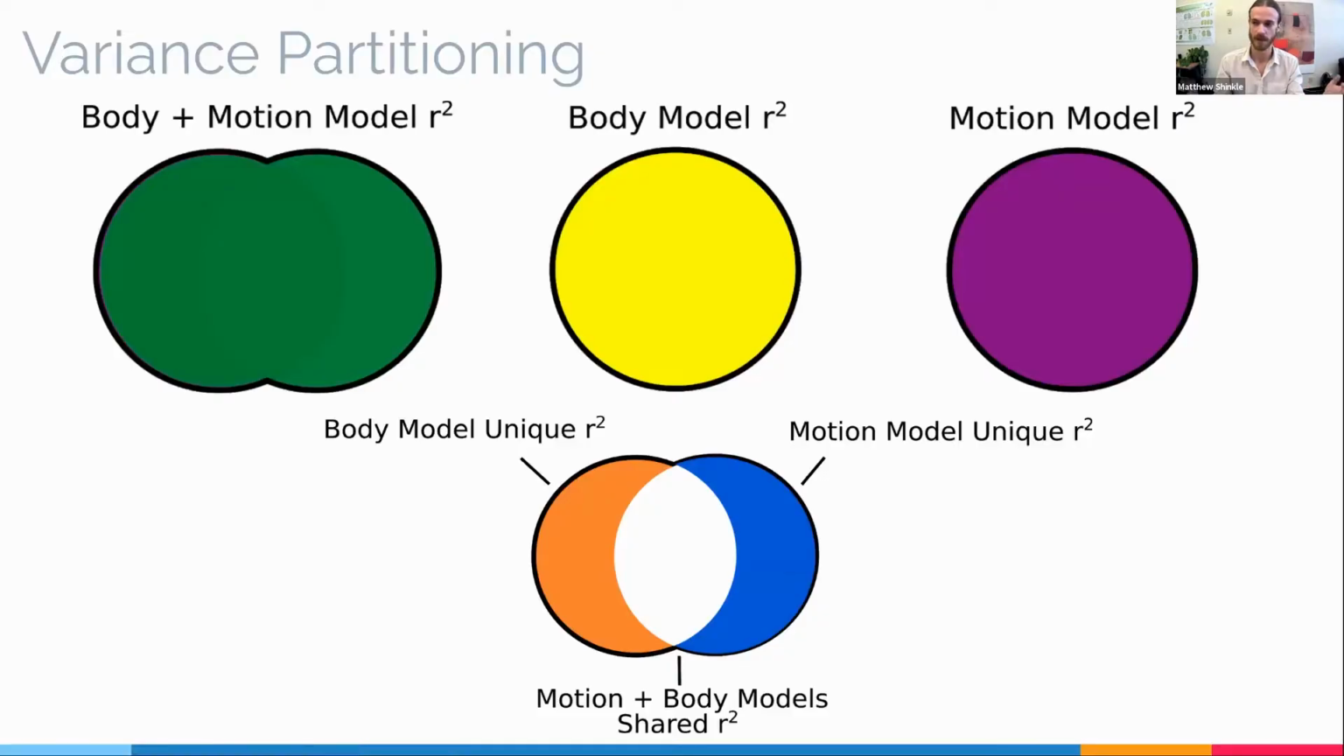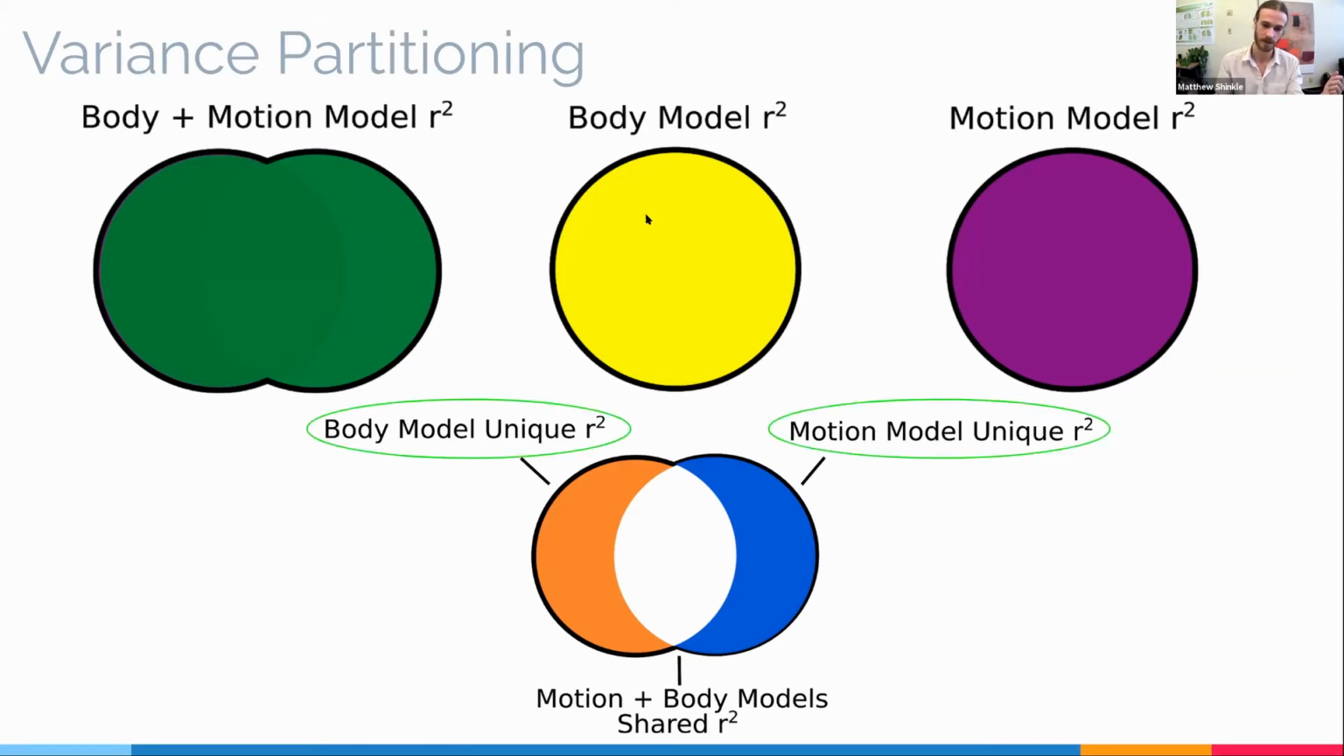We then fit two additional models, just like our body model, one using just motion features and one using both body and motion features. We computed prediction accuracy at each voxel for these models and squared these prediction accuracies to determine the amount of variance explained in each voxel by each of these three models. We then used a form of model comparison called variance partitioning, in which we subtract the variance explained by our individual models from the combined model in order to determine how much unique variance each of these two models contributes to our prediction of brain responses.